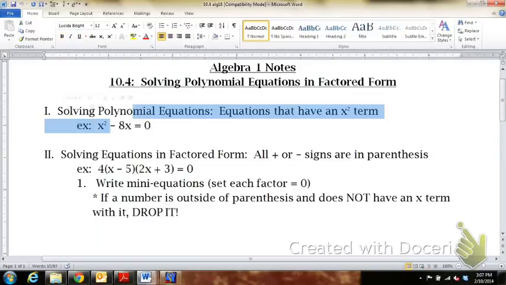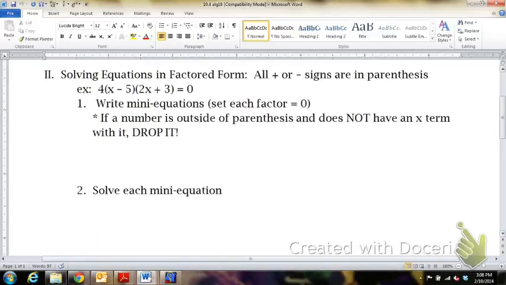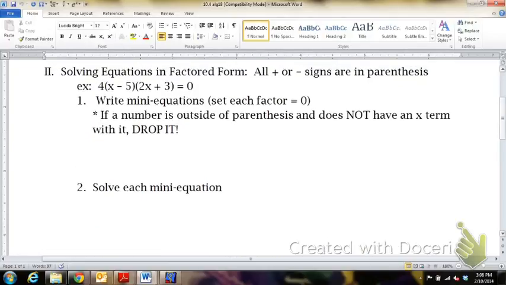Polynomial equations are just any equations that have an x squared term in them. Now, what does it mean to be factored? Factored means you're already going to see parentheses.